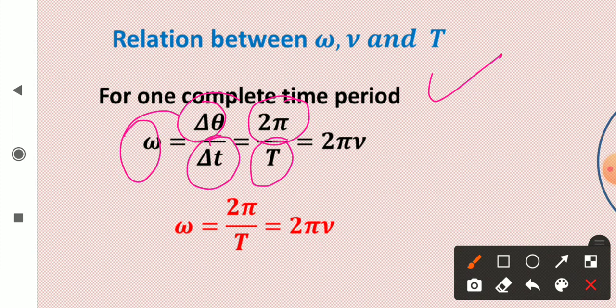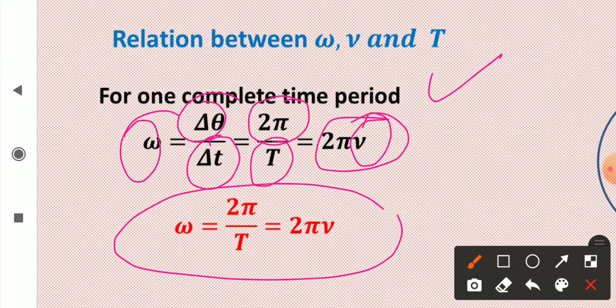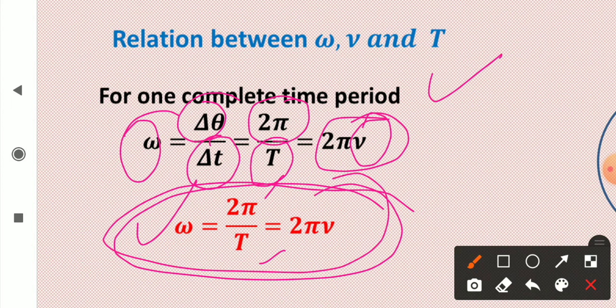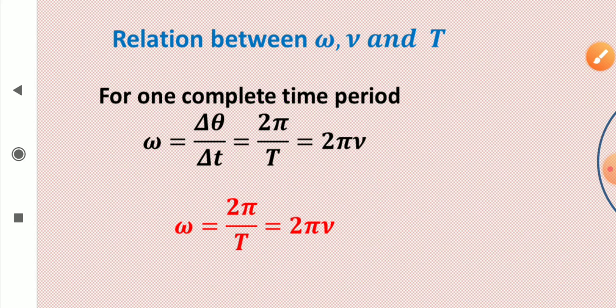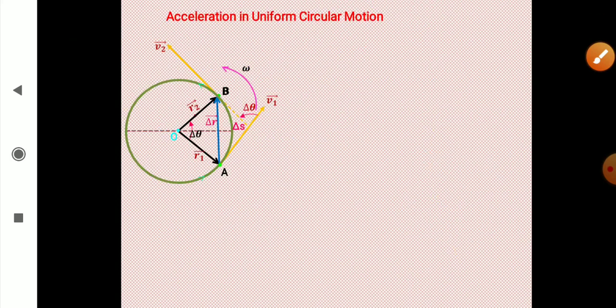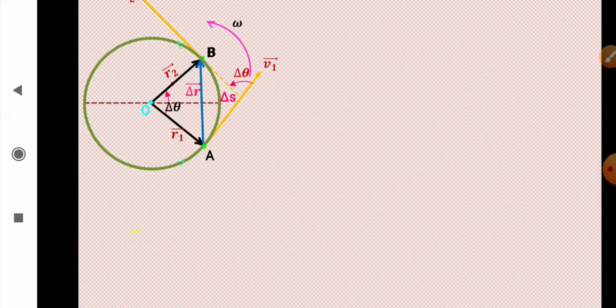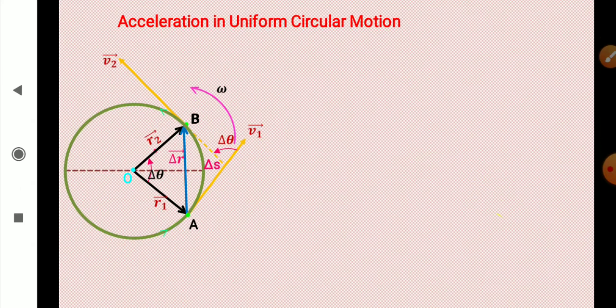And from here, 1 upon T is frequency nu, so 2 pi nu also. So combining them together, we get angular velocity is equal to 2 pi upon T is equal to 2 pi nu. Very, very important relation. You must remember it. And now we are going to find out the relation for acceleration in uniform circular motion.